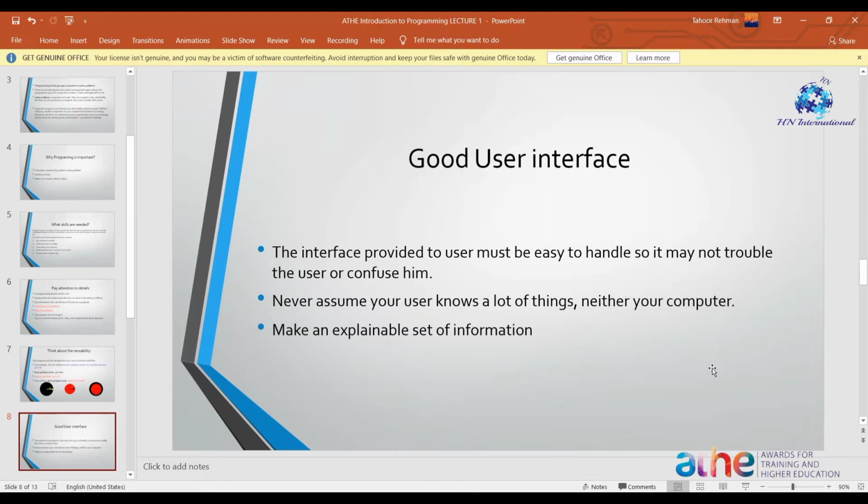So a good interface means that it is easy for humans, or normal people who are not familiar with computers or programming, to easily perform the tasks. Never assume your user knows a lot of things, nor your computer. Make an explainable set of information. Is it clear?